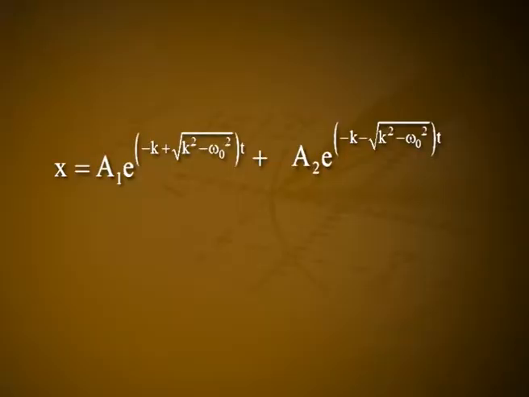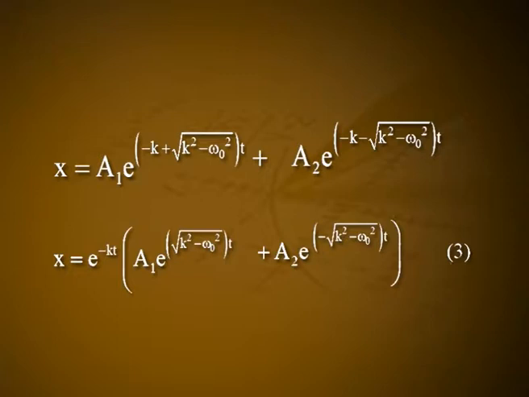x equals a1 into e raised to minus k plus square root of k square minus omega naught square into t plus a2 into e raised to minus k minus square root of k square minus omega naught square into t. x equals e raised to minus kt into a1 e raised to square root of k square minus omega naught square into t plus a2 e raised to minus square root of k square minus omega naught square into t. Let it be equation number 3, where a1 and a2 are constants which depend upon the initial conditions of motion.